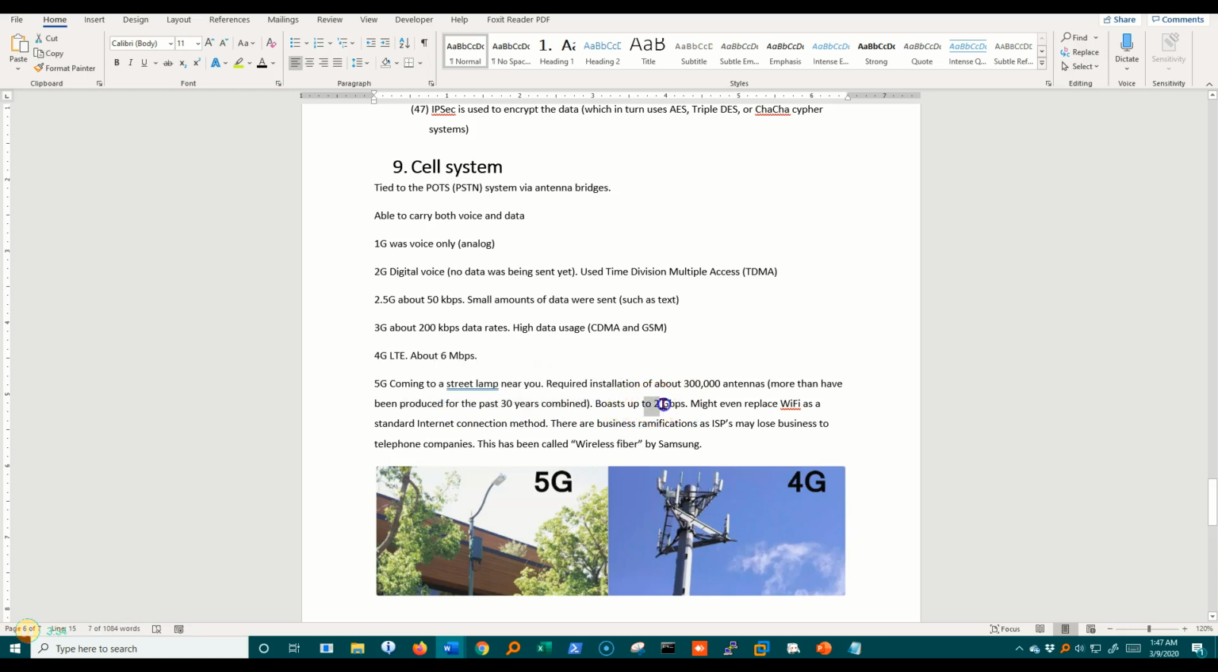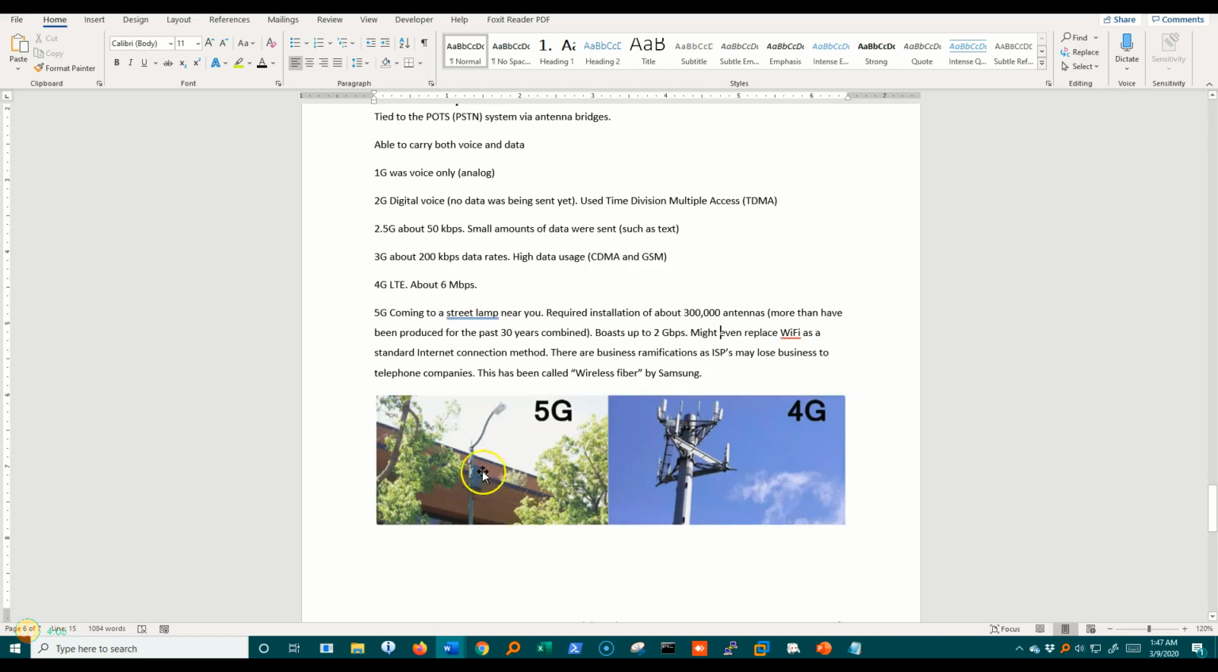However, 2 gigabits per second. That's crazy. As a matter of fact, we might even be able to get up as far as 10 gigabits per second. Again, theoretical speeds. Now, because the speeds are so great and because there is a bridge from the cell system to the internet, it's possible that ISPs could lose some business and that the telephone companies could be our new internet provider. So it'll be interesting to see how that works.